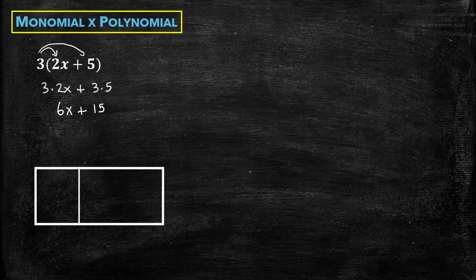And to use the area model, in case you like this method, you would make the width 3, this 2x, this 5, and then you could say that the area of the first rectangle would be 6x, that's 3 times 2x, and then the second would be 3 times 5 is 15, which checks.